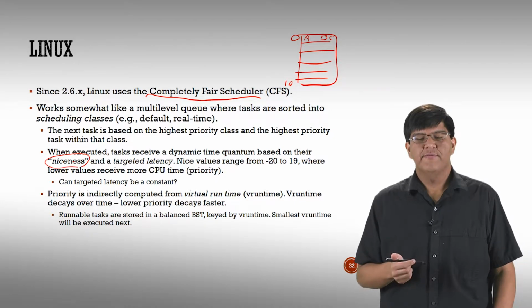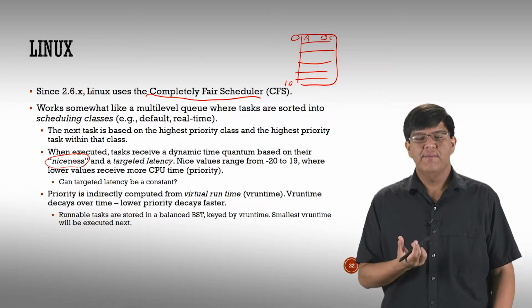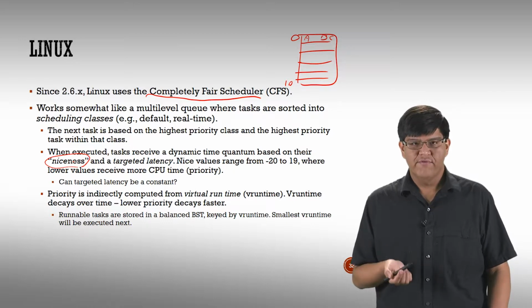The second thing here is this idea of targeted latency. There is some requirement you can make and basically say, for this particular process, I want it to get CPU time every so often. We want to control the latency there. Latency means how long it takes for me to get to something, how long it takes for something to respond. I can try to influence that here.